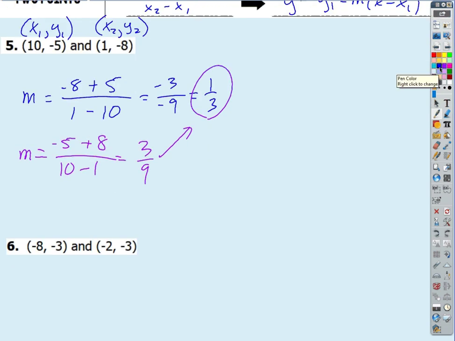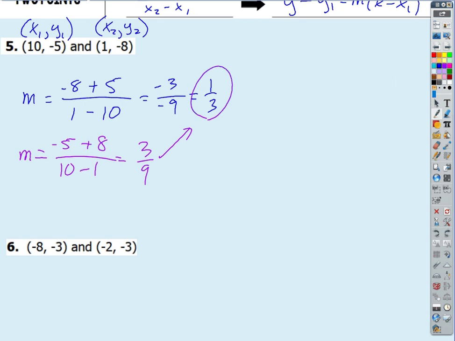When are we out of here? One. Okay, good, we can finish this up.